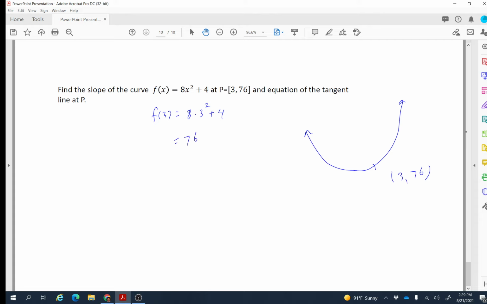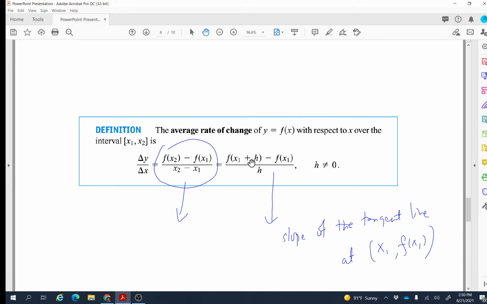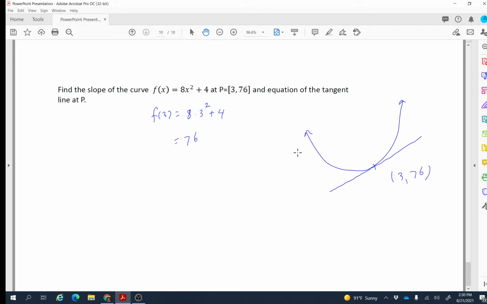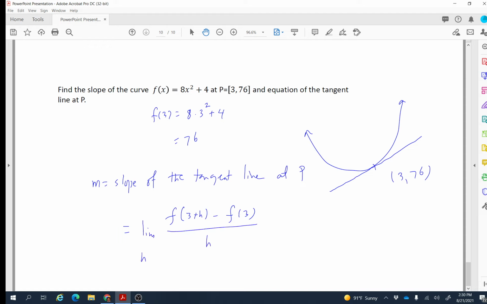So now if you would like to find out the slope of the tangent line at this point, you can go back here and use this second formula. So let's say m represents the slope of the tangent line at this point P. Then that is, you can use h: the value of the function at 3 plus h minus the value of the function at 3, over h, when the limit of h goes to 0.